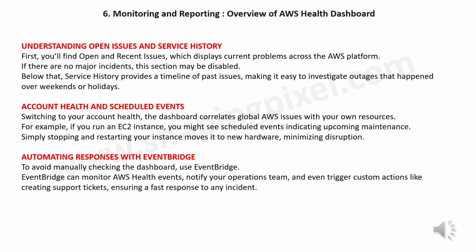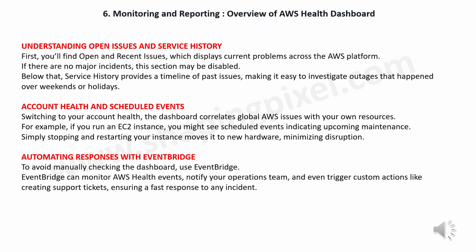The AWS Health Dashboard is your central hub for monitoring the health of Amazon Web Services. It is divided into two main sections: events affecting everyone and events specific to your account's resources. Let's break down how each section helps you stay informed. First, you'll find Open and Recent Issues, which displays current problems across the AWS platform. If there are no major incidents, this section may be disabled.